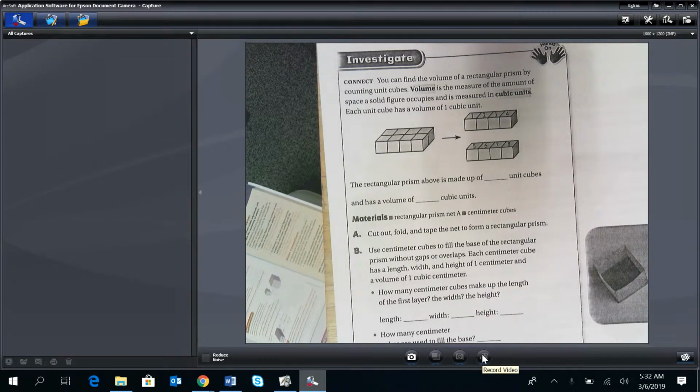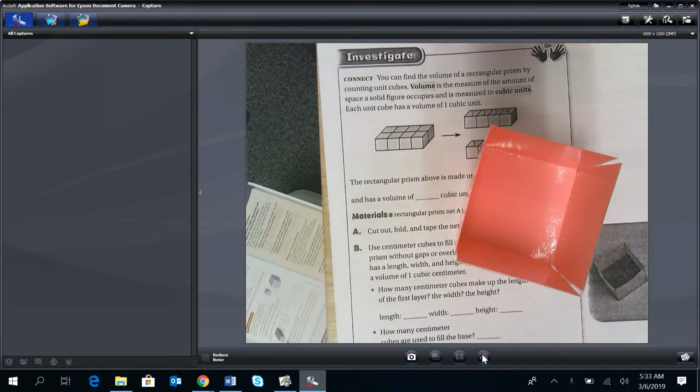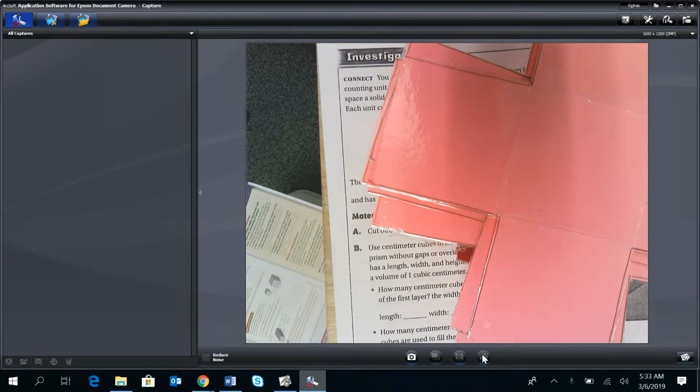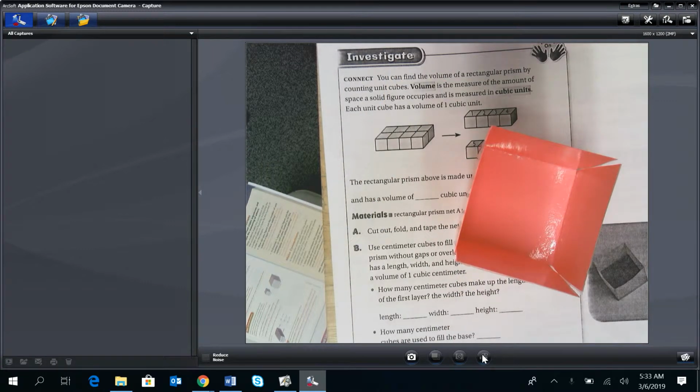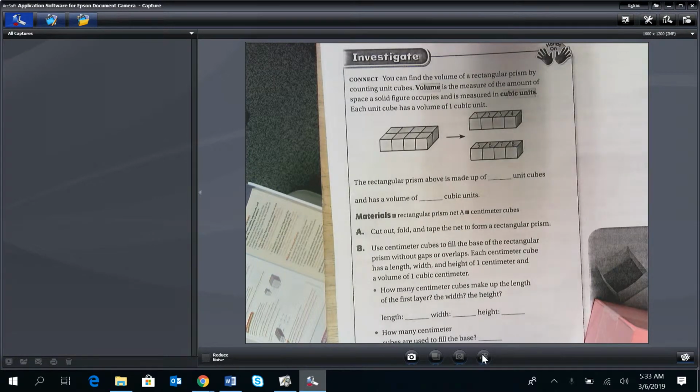Okay, guys, we're doing unit 11.6, understanding volume. The couple things you need before we get started: you need to find the box and make the box. It will look like this before you start. And you need the cubes. So grab those, please.